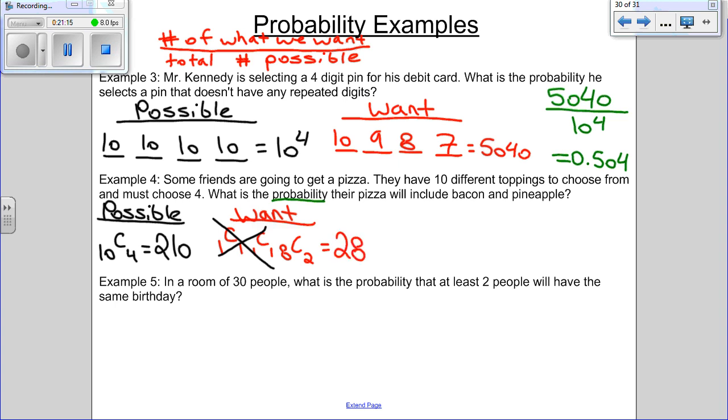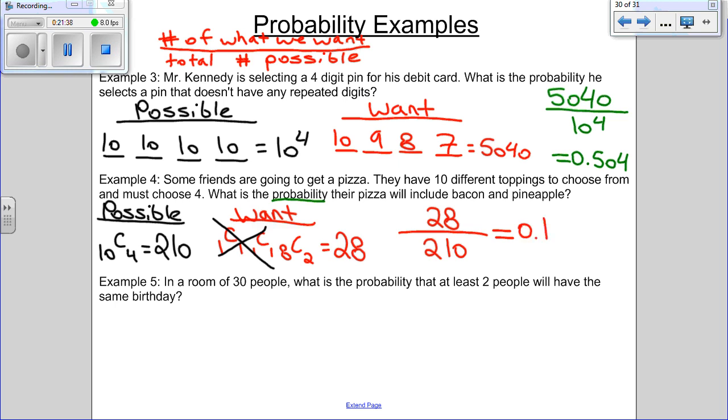So the probability of getting bacon and pineapple would be 28 divided by 280. If you put that in your calculator, it's going to be somewhere around 0.13, with the 1 repeating.